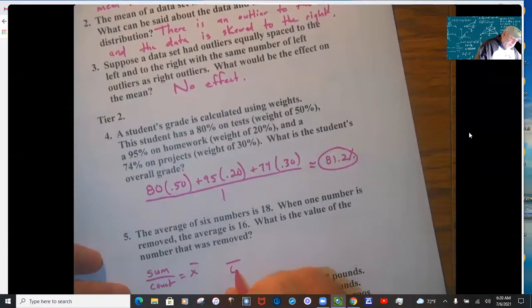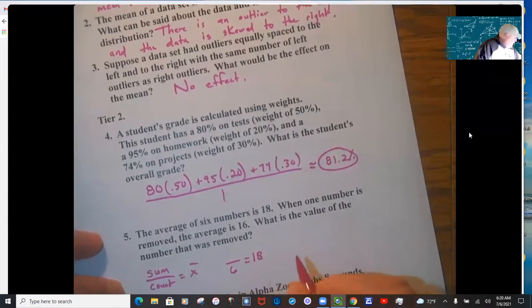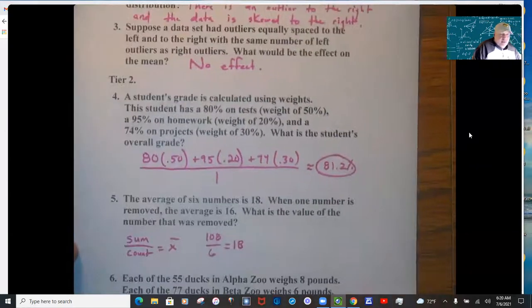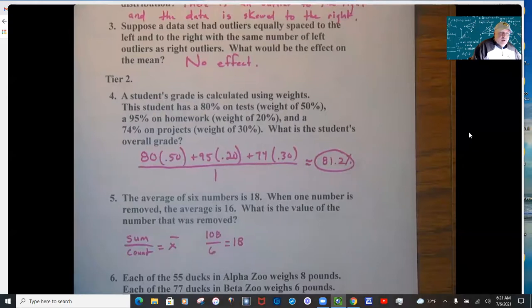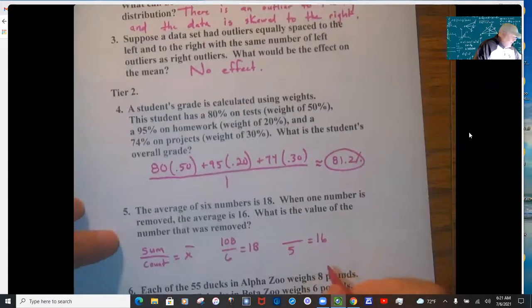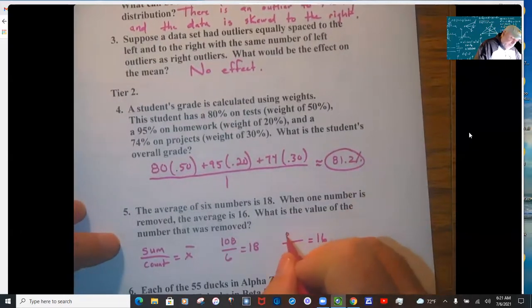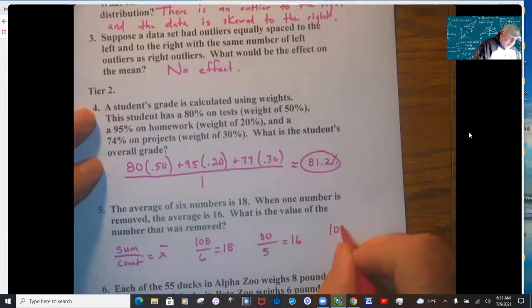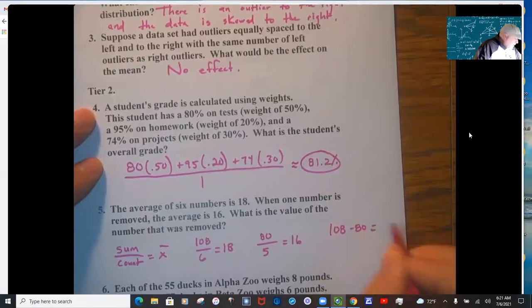Here again, we want to think of the sum over the count is the average. So the average of 6 numbers is 18. So 6 times 18 is 108. So 108 is the sum. When one number is removed, the average is 16. So we're down to 5, and that average is 16, and then 5 times 16 is 80. So what is the difference between 108 and 80? That is 28.